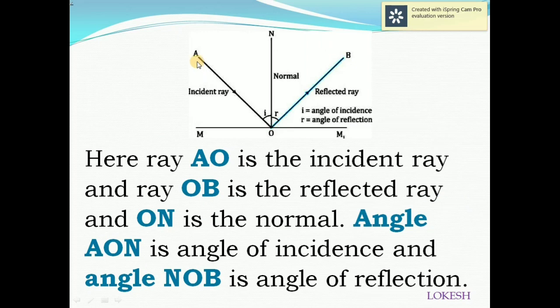In the diagram given, AO is the incident ray on the reflecting surface MOM1, OB is the reflected ray, and ON is normal. The angle between AO and ON is called angle of incidence, and angle between ON and BO is called angle of reflection.